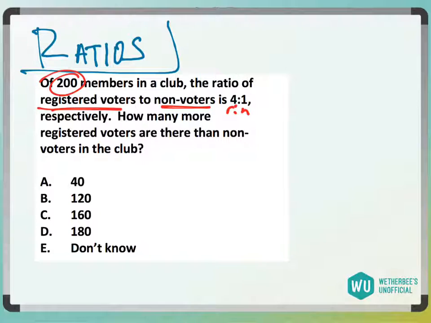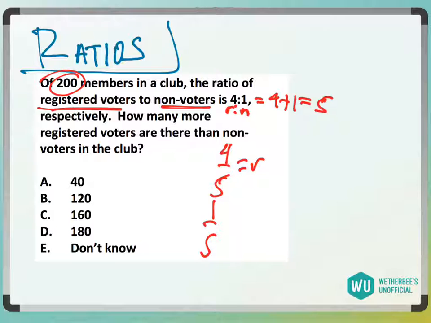Because the registered and the non-registered are parts, that means the whole is going to be 4 plus 1, which equals 5. Meaning that 4/5 are registered, and 1/5 are not registered.